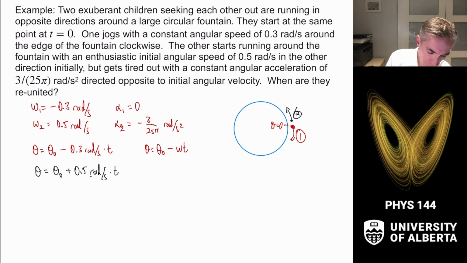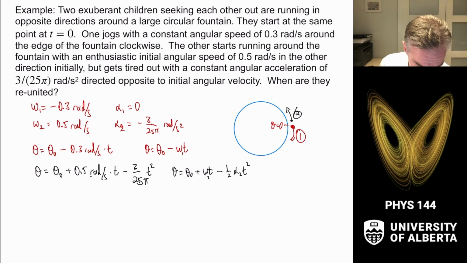Similarly, this is 0 plus 0.5 radians per second t minus 3 over 25 pi t squared, which is just theta equals theta naught plus omega t minus 1/2 alpha 2 t squared. We'll call this omega 2, and the one up here omega 1. So we have these two expressions, and when they meet, it means they have the same angle at the same time.